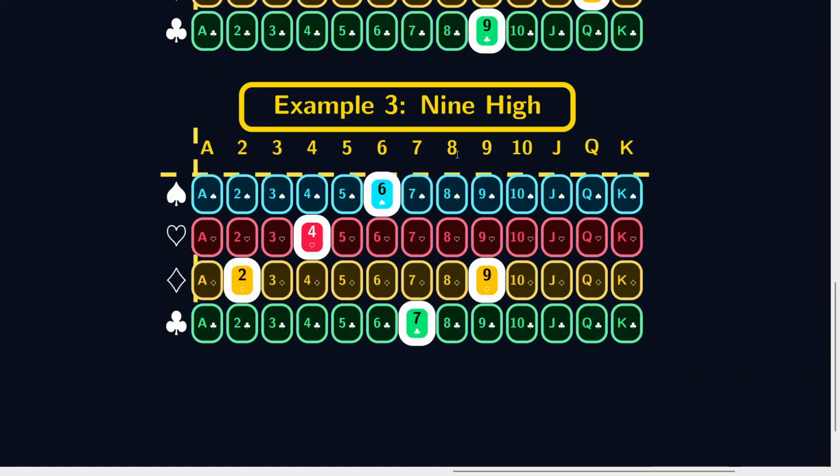The 5 highlighted columns are 9, 7, 6, 4, and 2. The rows are the 9 of diamonds, the 7 of clubs, the 6 of spades, the 4 of hearts, and the 2 of diamonds. Non-consecutive columns, non-uniform rows.